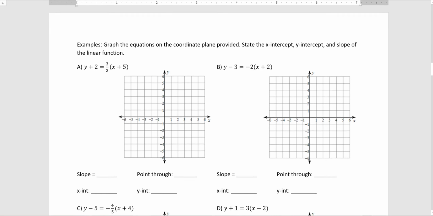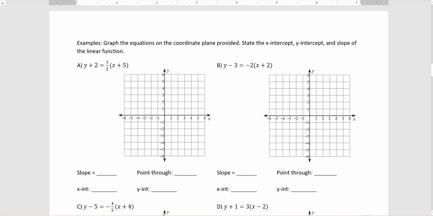So now we're going to combine everything that we've done. So we're going to find the x and y-intercepts. We're going to state the slope. We're going to state the point that they give us. We're going to graph it. We're going to do it all, right? So let's do a and b together here.